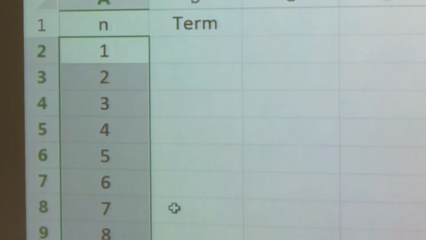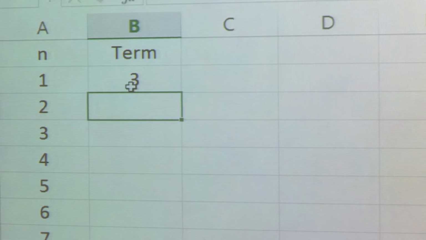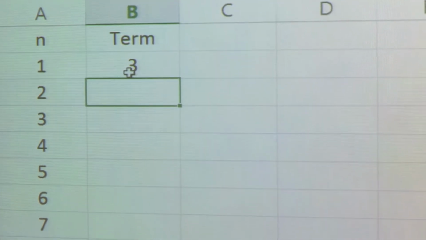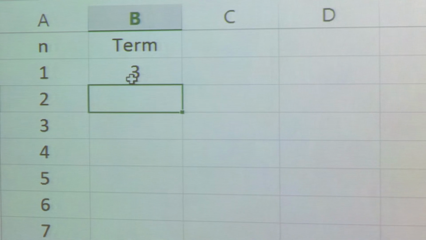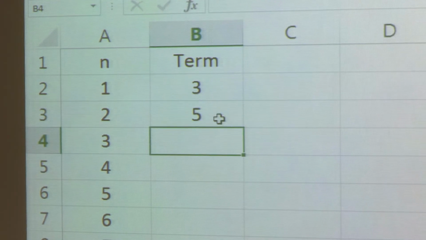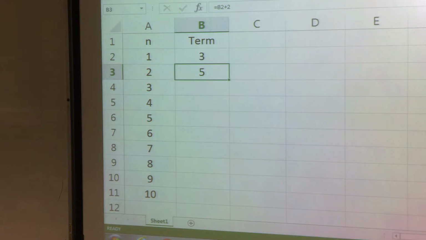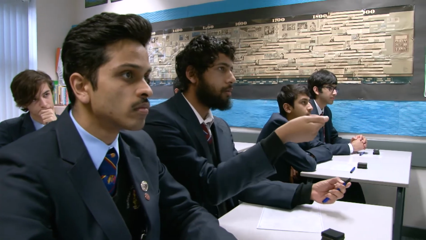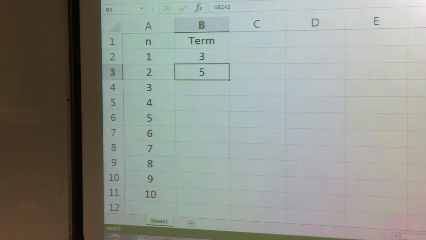I've got a column here for the term numbers, and then I want to add on 2 each time. What formula can I put in cell B3 that will accomplish that? B2 plus 2. If I fill this down, what will the 10th term be? 21. Why? 2 times 9 is 18, and then 18 plus 3. Anybody got any other comments?